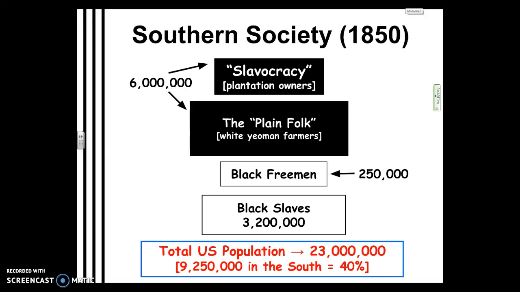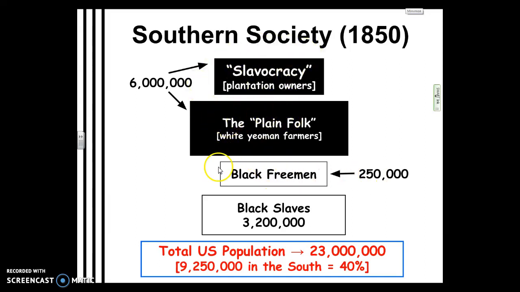So here's our Southern slave society, the antebellum South, prior to 1850. Your very top part, about 6 million people, are your Caucasian Americans. You have your slaveocracy at the very top, which is a small number of the big plantation owners, the very, very rich people, and then you have a bigger chunk of plain folk. These are small white yeoman farmers who have their little farm out back. They may be slave owners yet. They may have 1 or 2 slaves working on their small farm, but overall, that's one side of it.